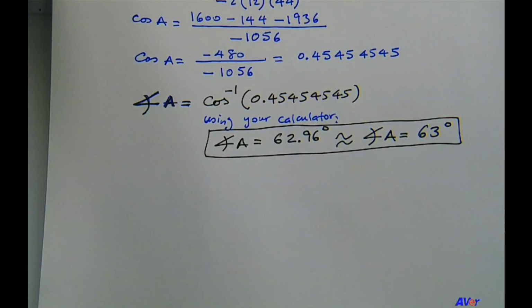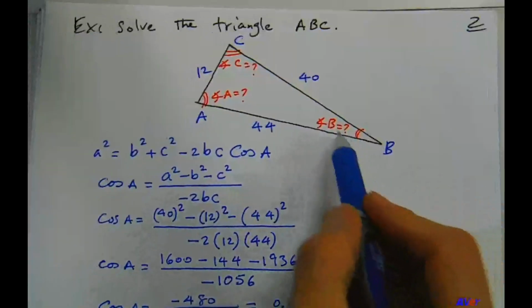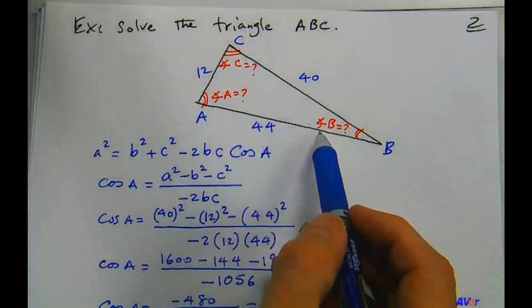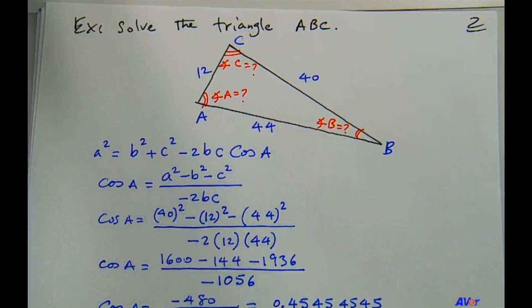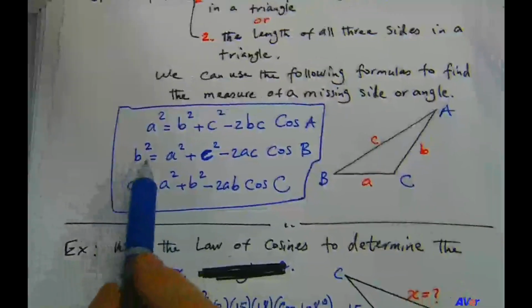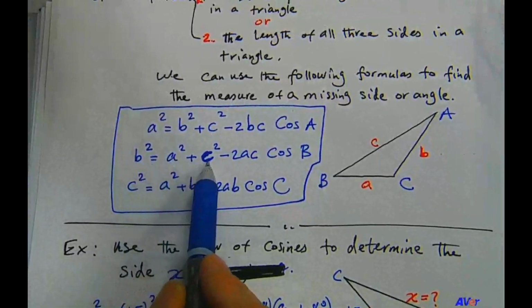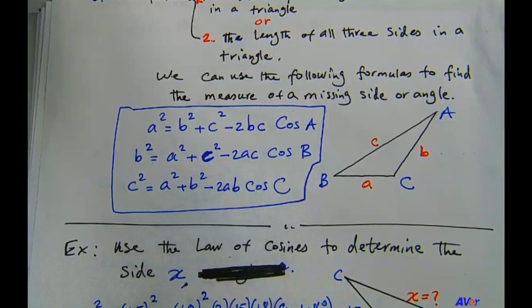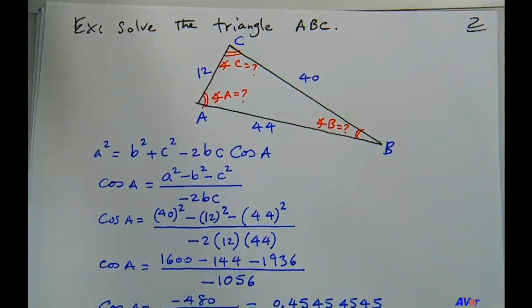For angle B, we're going to use this formula: B squared equals A squared plus C squared minus 2AC cosine of B. Right? So let's do that.